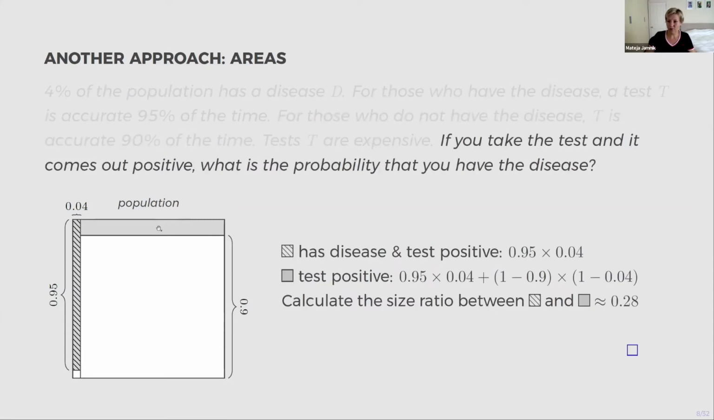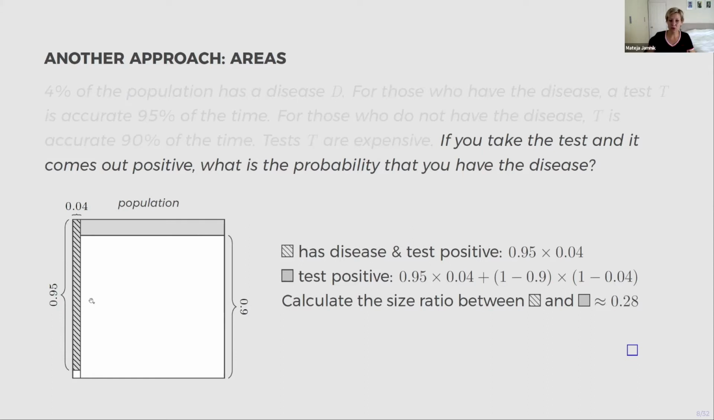So how do we find out if you take a test? The people who have taken a test and it came out positive are all the grey areas, but the people who have the disease are only the ones that are striped.